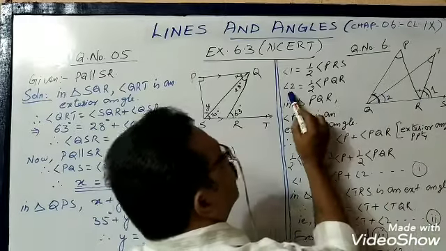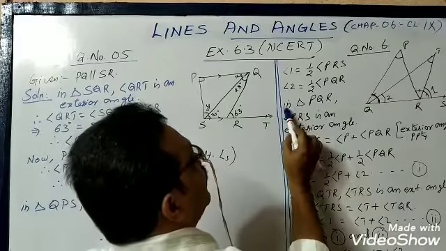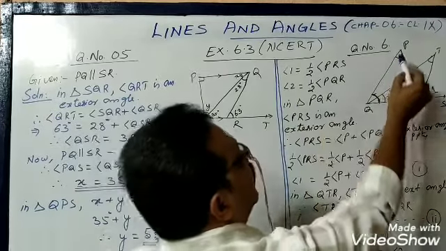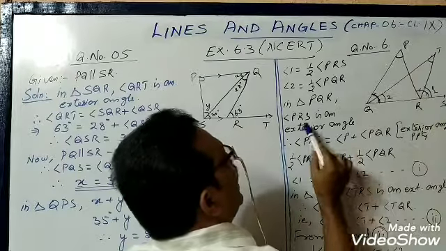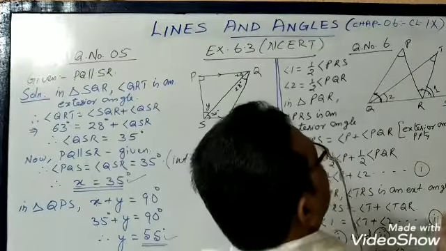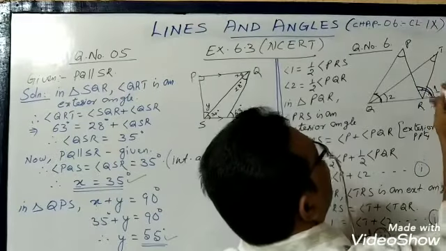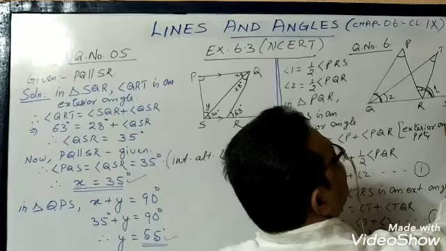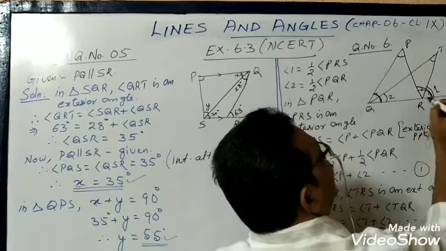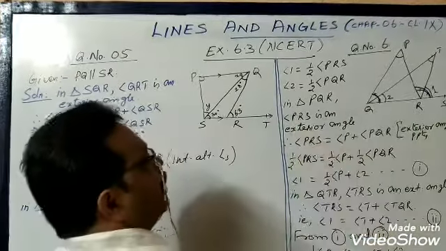So, angle 2 is equal to what? Half of angle PQR. Now, let us consider triangle PQR. In triangle PQR, PRS is an exterior angle. For triangle PQR, the side QR is extended, so PRS forms an exterior angle.